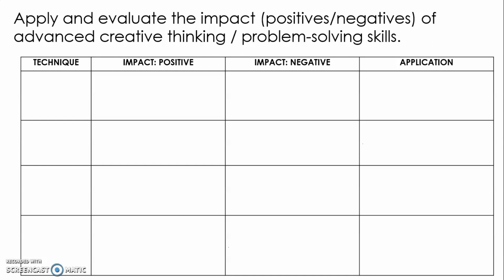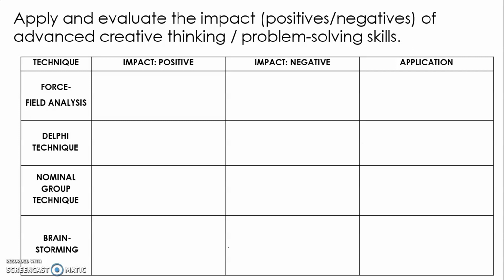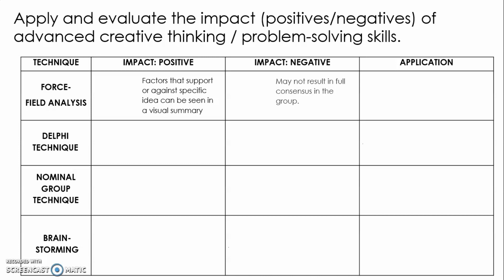Our various creative thinking or problem-solving techniques are force field analysis, Delphi technique, nominal group technique, and brainstorming. Let's look at the impact in a positive way, the impact in a negative way, and also the application in a scenario. For the force field analysis, the positives are that factors that support or are against specific ideas can be seen in a visual summary. The negatives is that it may not result in a full consensus in the group.